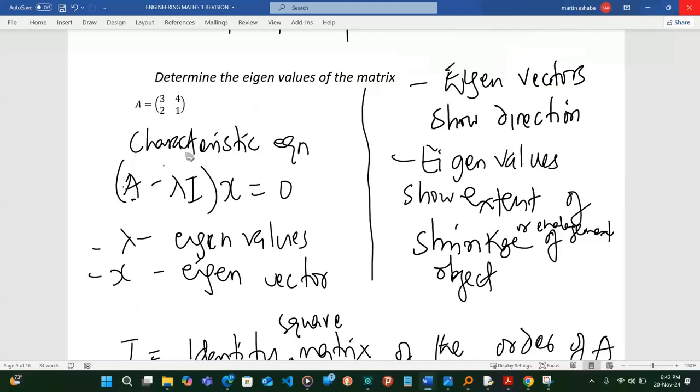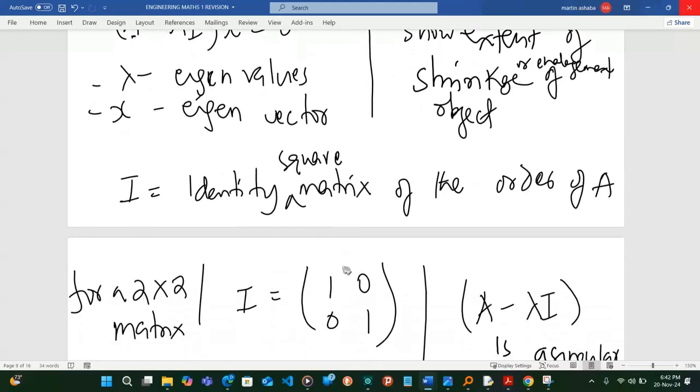we solve this problem by first writing the characteristic equation. And the characteristic equation is matrix A minus lambda into the identity matrix, everything multiplied by vector x, and this is equal to 0. So what you shall get will be a 2 by 2 matrix times a 2 by 1 matrix getting a 2 by 1 matrix. And therefore here we shall be having 0, 0. So lambda we said is the eigenvalue and x is the eigenvector.